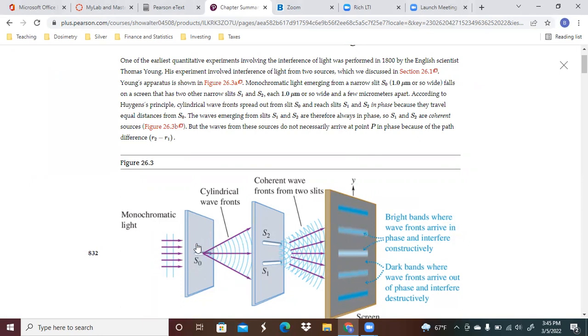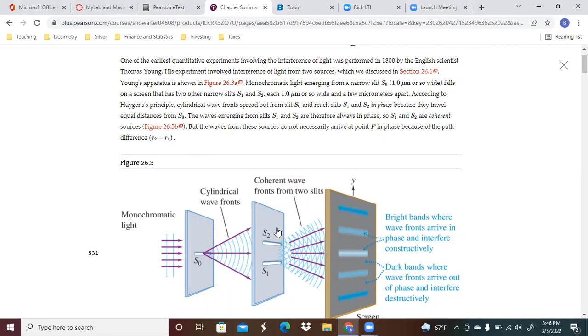You've got monochromatic light coming through this slit right here, which is about 1 micrometer or so wide. It falls on a screen that has two other narrow slits, and each of those are about the same distance wide, and they're about a few micrometers apart. Now, according to Huygens' principle, the cylindrical wave front spreads out from slit 0 and reaches these slits in phase because they travel equal distances.